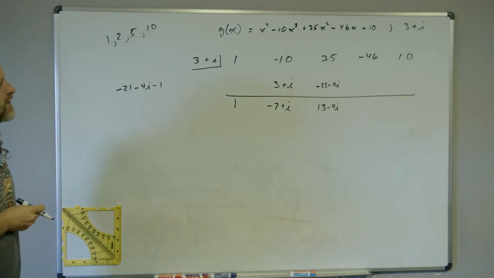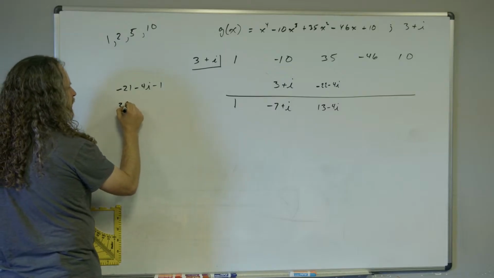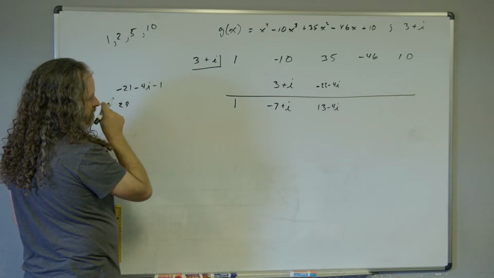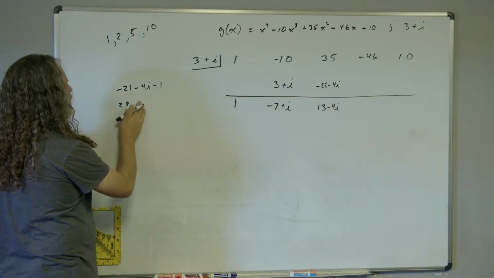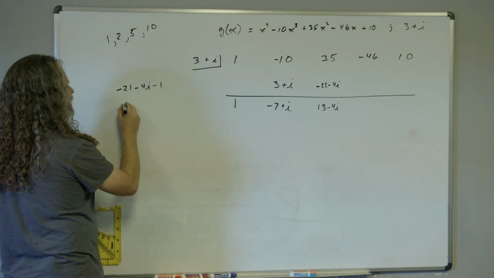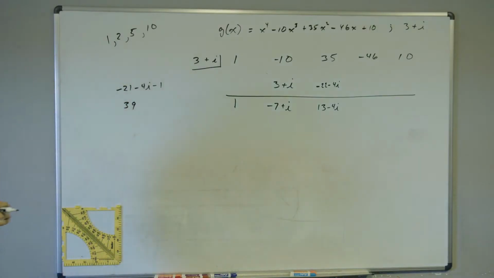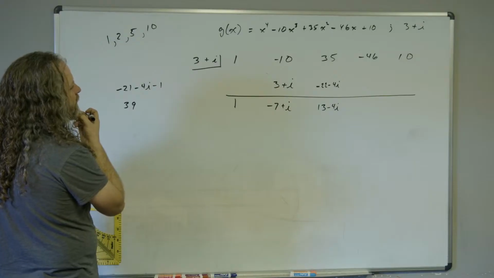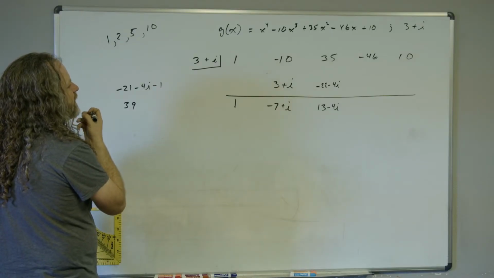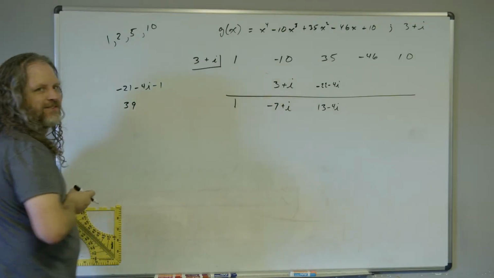3 times 13 is 39. What am I saying? Yeah, it is 39. Wait, no, 4i squared. 39 minus 4. We get 13i minus 12i, which is i, right?